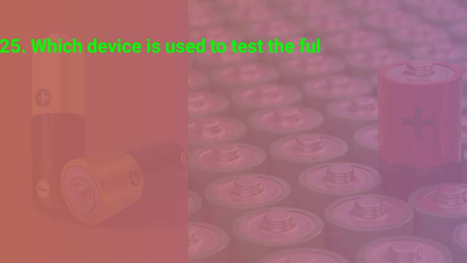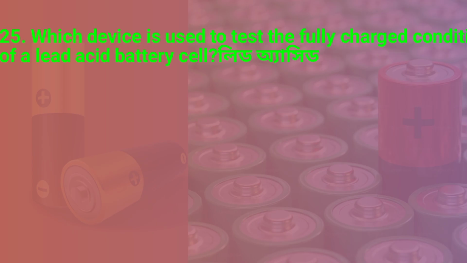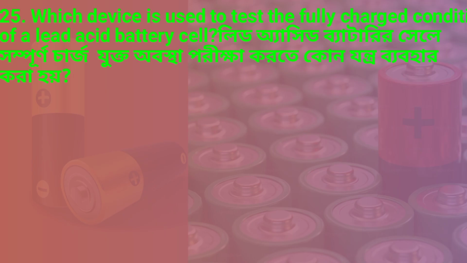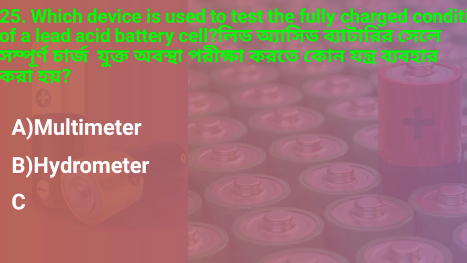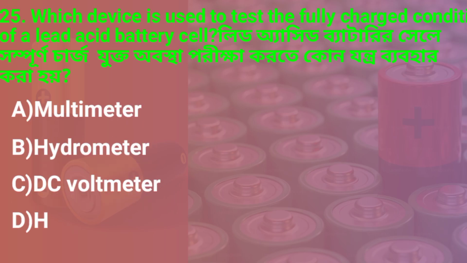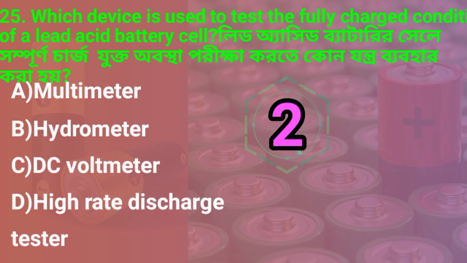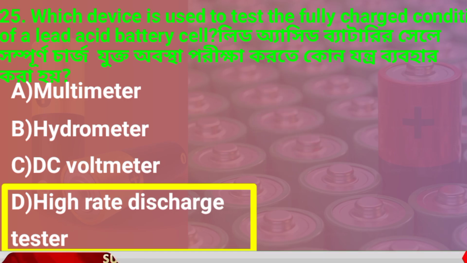Question number 25. Which device is used to test the fully charged condition of a lead acid battery cell? Option A multimeter, option B hydrometer, option C DC voltmeter, option D high rate discharge tester. উত্তর হবে option D high rate discharge tester.